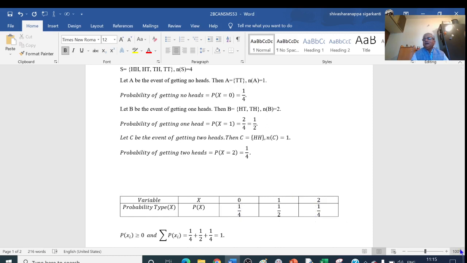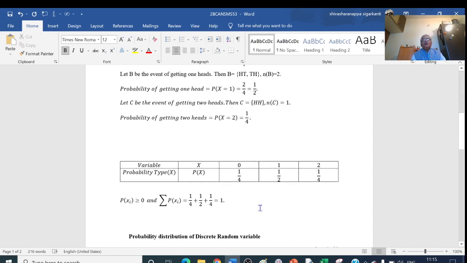Okay. And here we can observe that the probabilities are greater than or equal to 0, no negative quantities. And if I consider the sum of the probabilities, 1 by 4 plus 1 by 2 plus 1 by 4, this is equal to 1. So always we get sigma p of xi is equal to 1. The sum of the probabilities is always equal to 1, and the probability of any value is always greater than or equal to 0. This is an observation here.